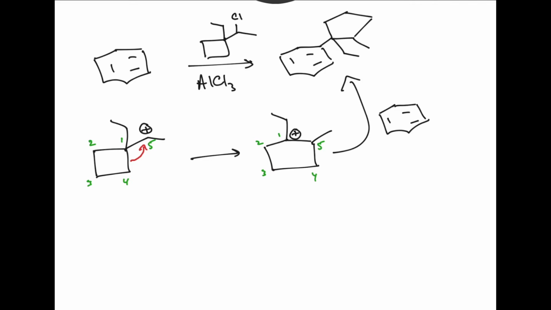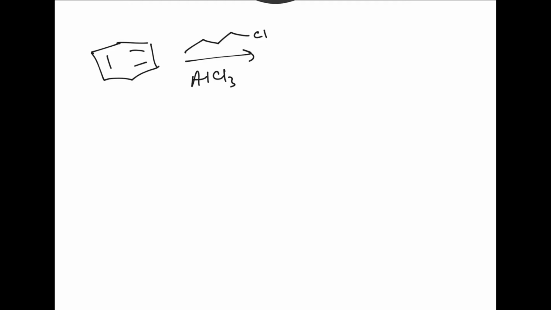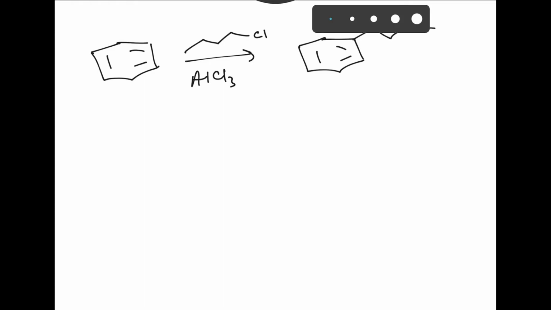So speaking of rearrangements, if you try to use a primary halide, you're never going to get the product from the addition of the primary halide, because it's always rearranged. So let's say you have this. You're never going to make this product. You don't get that product.